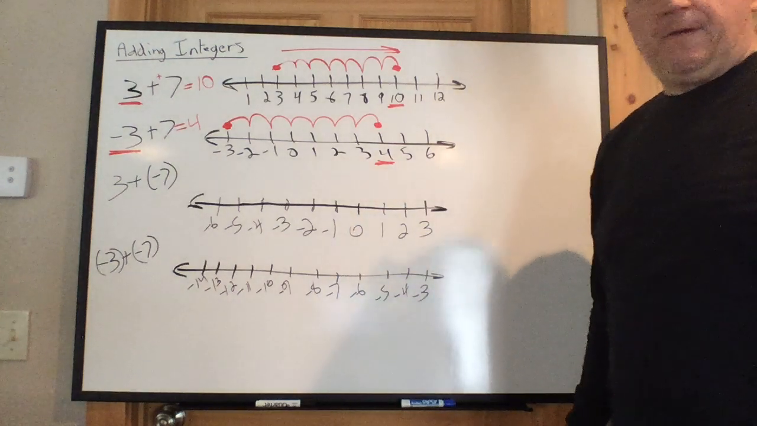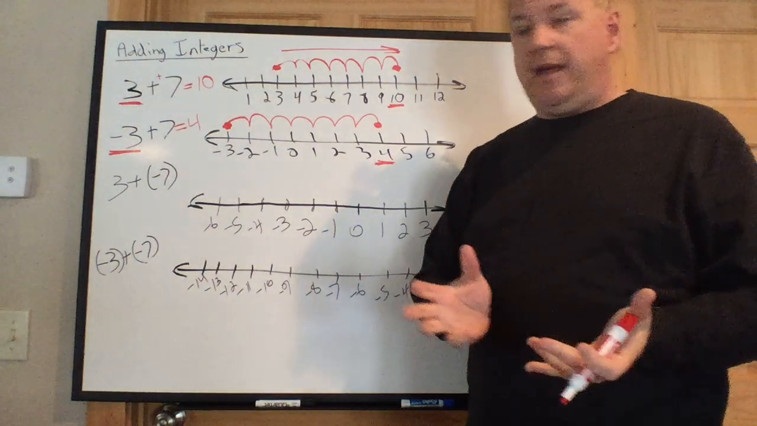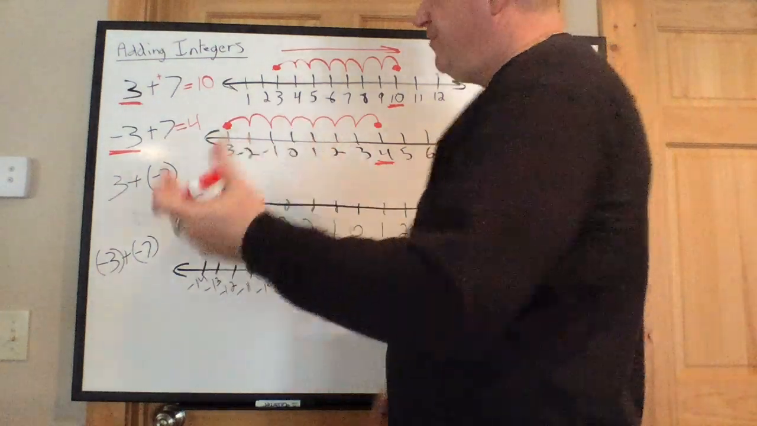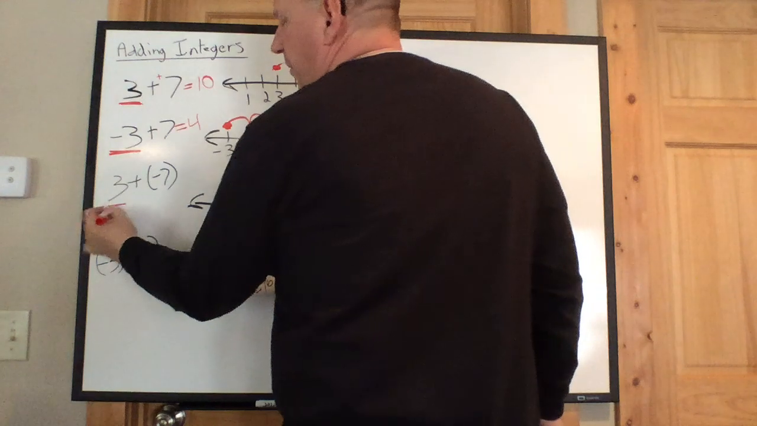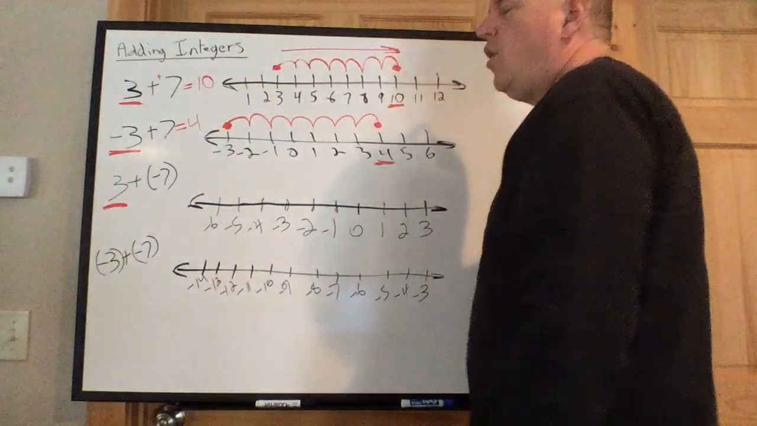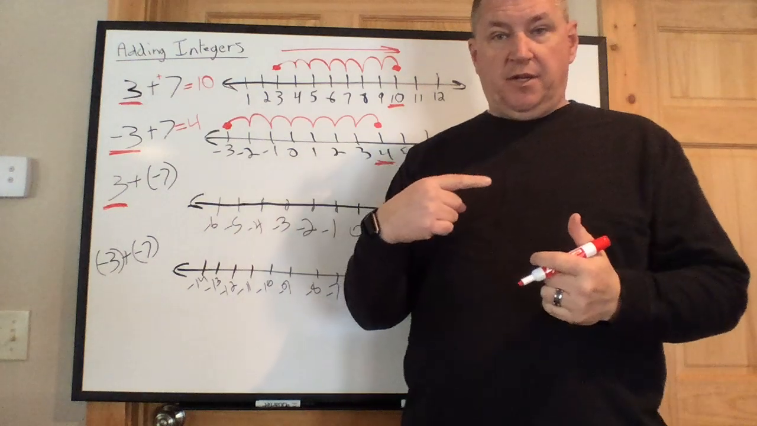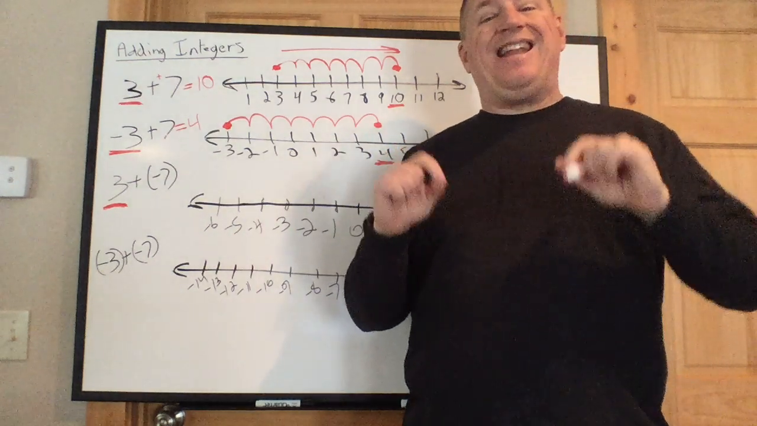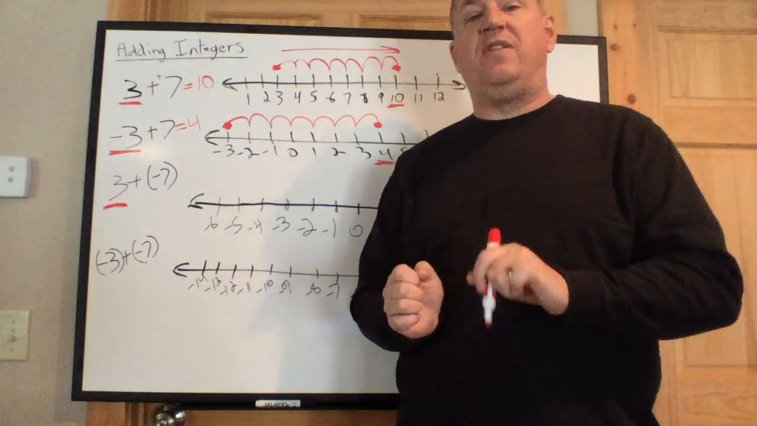All right, now we're going to change things up again, and we're going to add a negative number. So let's go back to our original problem, 3 plus negative 7. Now my starting point is positive 3. When we added a positive number, we moved to the right. When we add a negative number, we're going to move to the left, in the opposite direction.